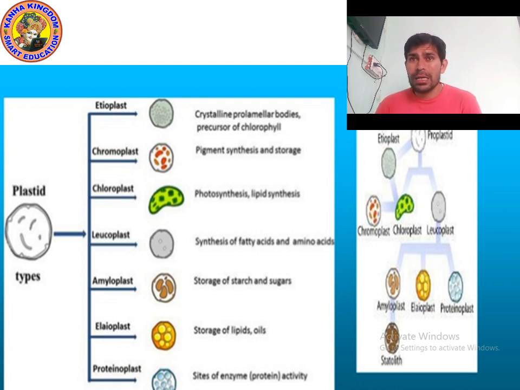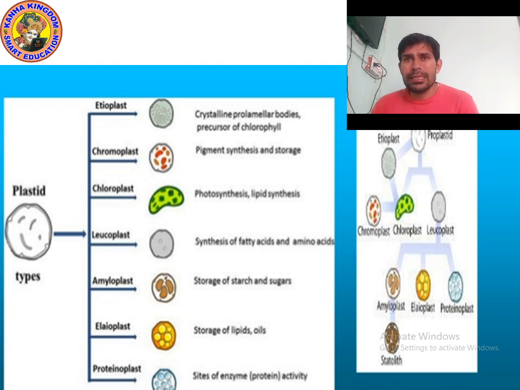And next is chloroplast. We have already talked about chloroplast, C-H-L-O-R-O-P-L-A-S-T. Its function is photosynthesis and lipid synthesis. Lipid is, you can say, kind of like protein. Next plastid is leucoplast, L-E-U-C-O-P-L-A-S-T. Leucoplast helps to synthesize different kinds of acid, like amino acid and fatty acid, which are very essential for us.